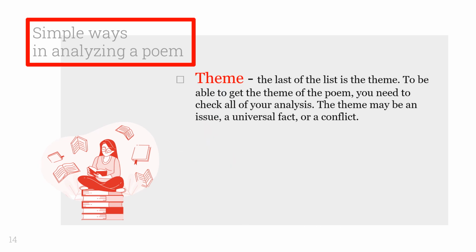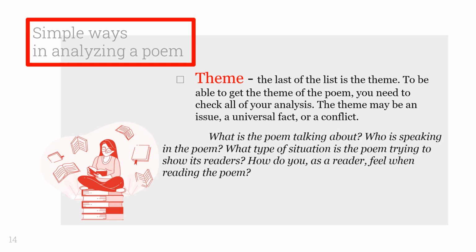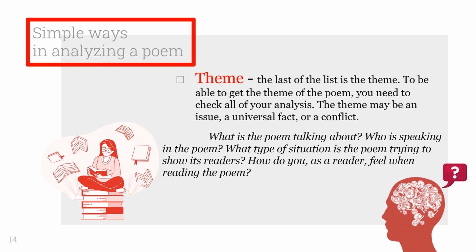And of course, we have the theme. This is the last of the list. And for you to be able to get the theme of the poem, you need to check all of your analysis. The theme may be an issue, a universal fact, or a conflict. So you need to ask yourself, what is the poem talking about? Who is speaking in the poem? What type of situation is the poem trying to show its readers? How do you, as a reader, feel when reading the poem?